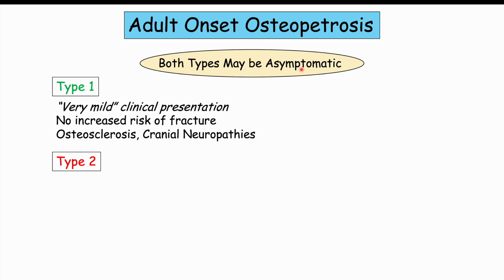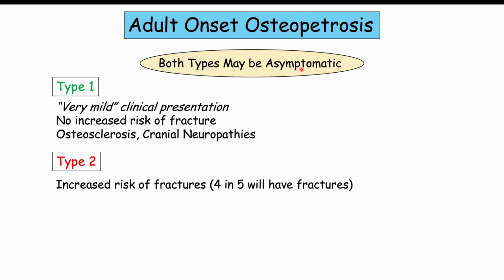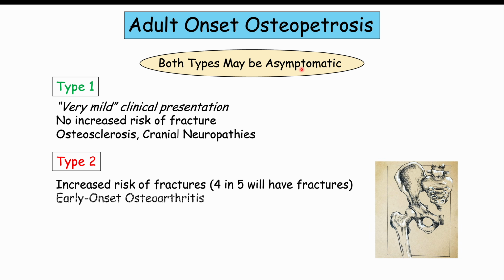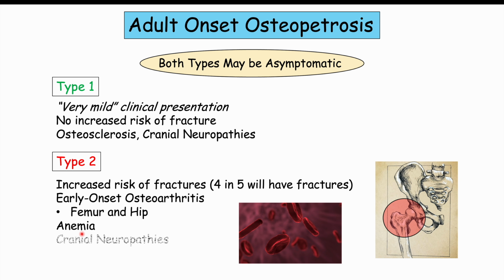And then type 2 adult onset osteopetrosis is going to have increased risk of fractures. In fact, 4 in 5 patients will have had fractures at some point in their life, and 40% will have repeated or recurrent fractures. These patients can also have early onset osteoarthritis, especially of the femur and the hip. They can have issues with mild anemia, mild compared to infantile osteopetrosis, but they can have issues with anemia in some cases. And they can also have issues with cranial neuropathies as well, again, more mild than infantile forms. So they can have issues with hearing loss and facial palsies as well.